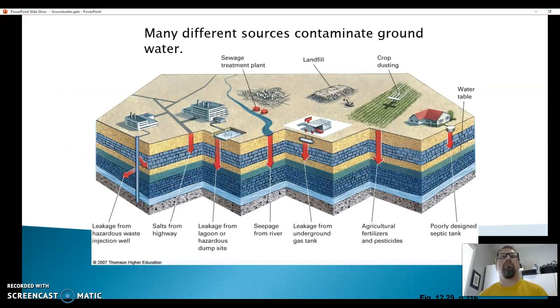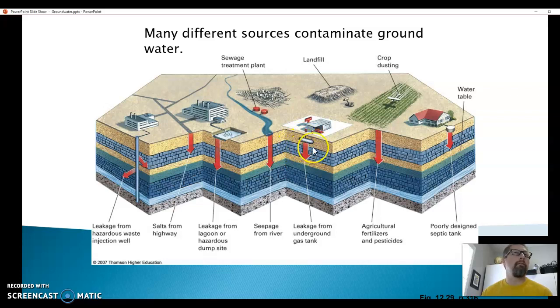Right? And so there's a variety of both point source and non-point source contamination that we see in this picture that can infiltrate groundwater. Some things like landfills and pesticides on crops, sewage treatment plants. Here we have an underground gas tank.